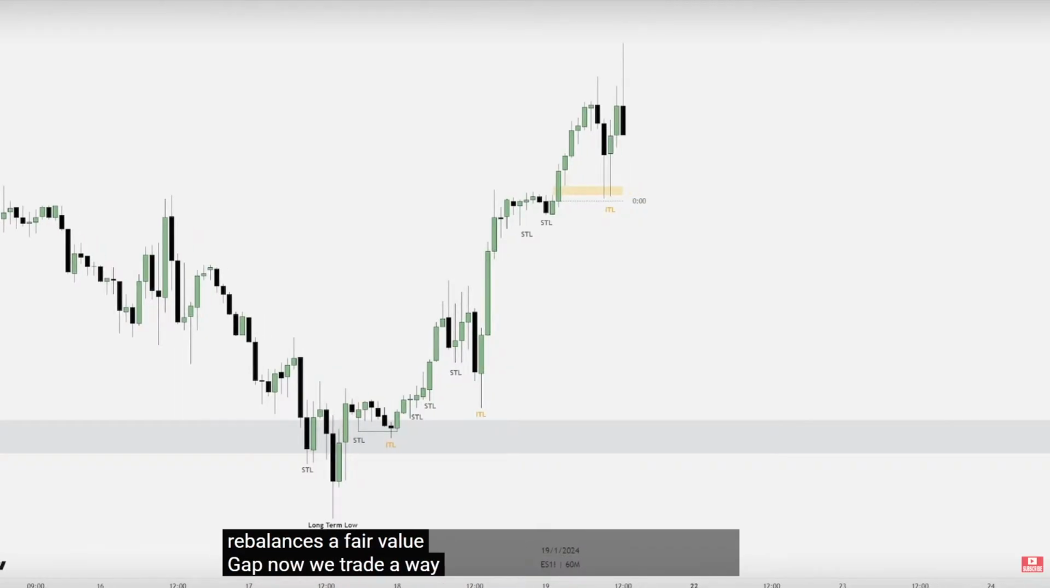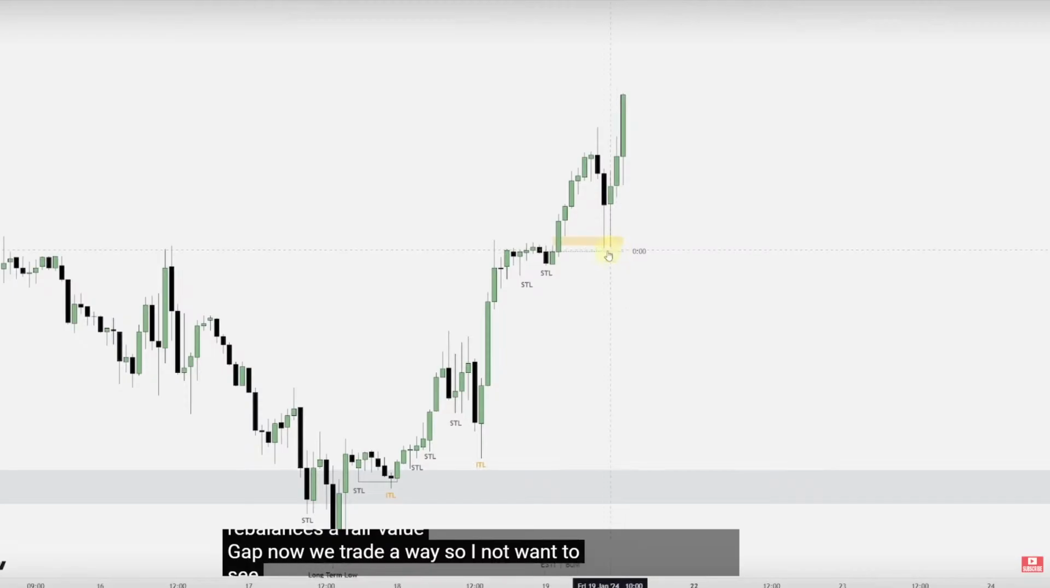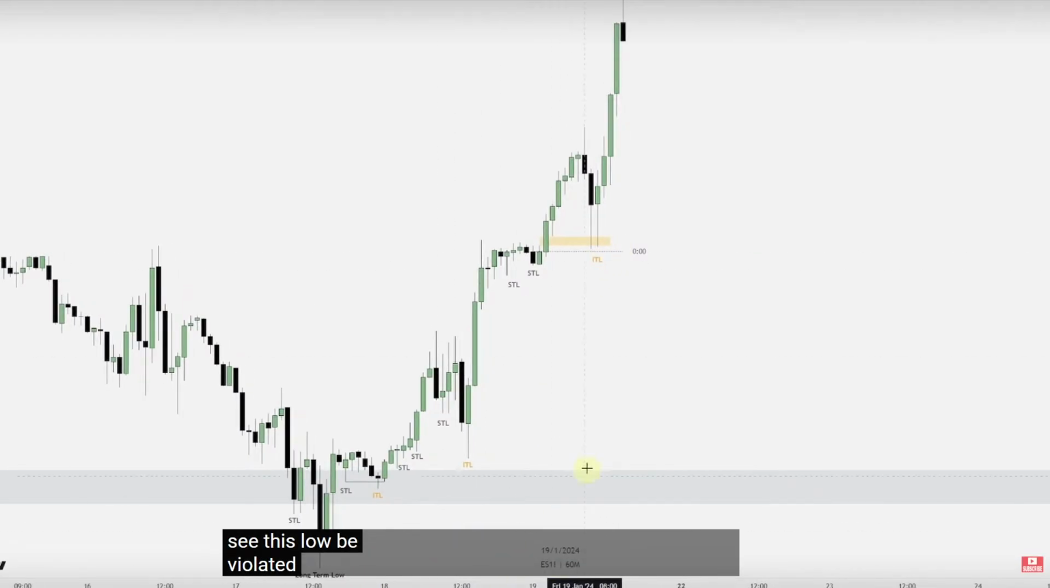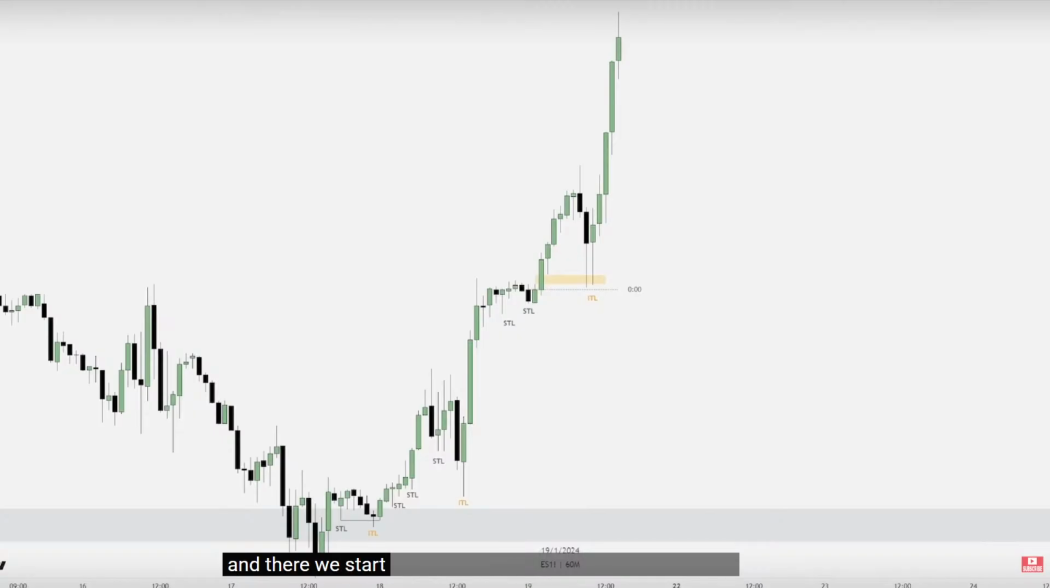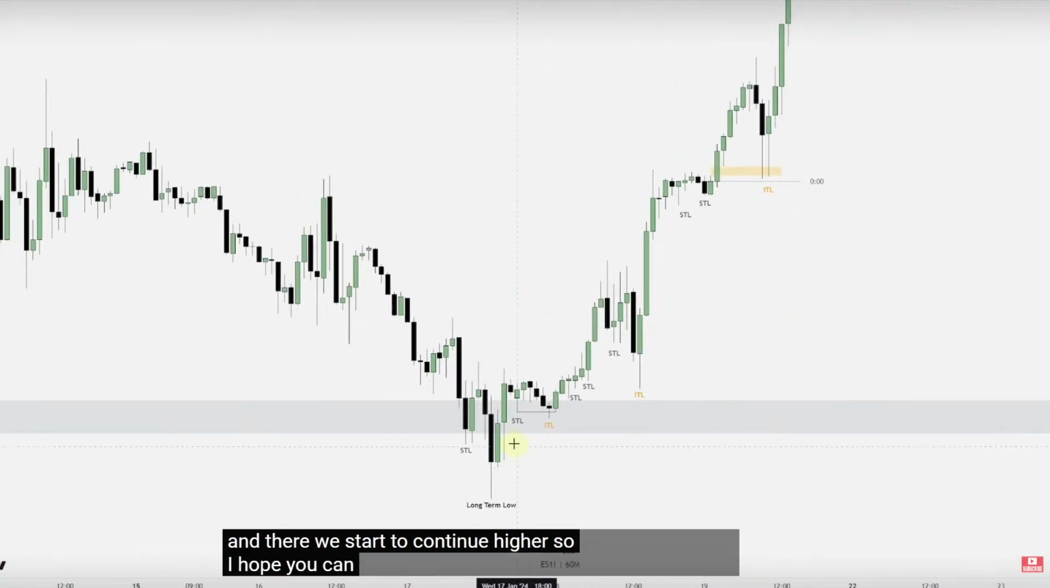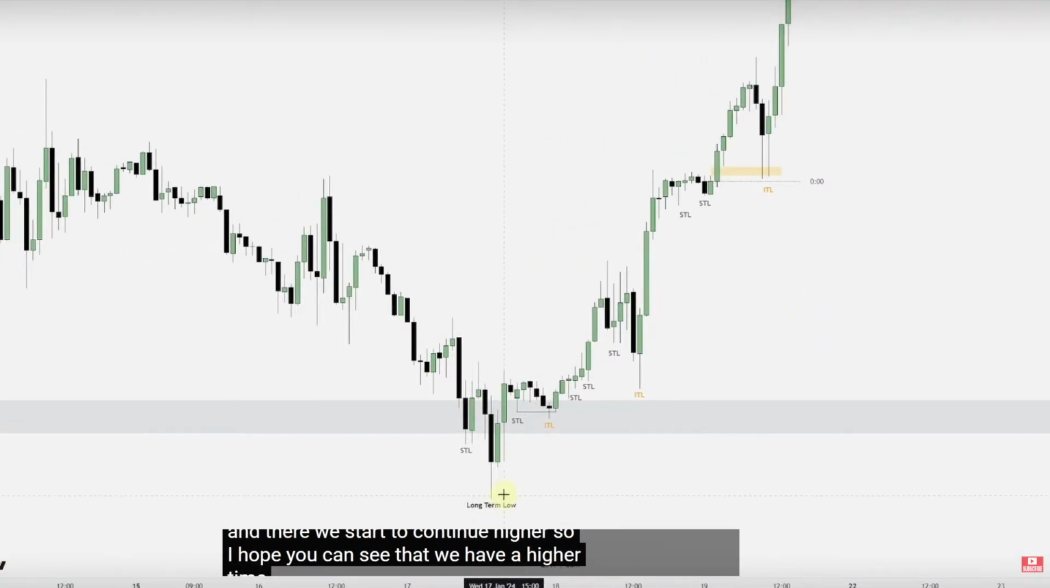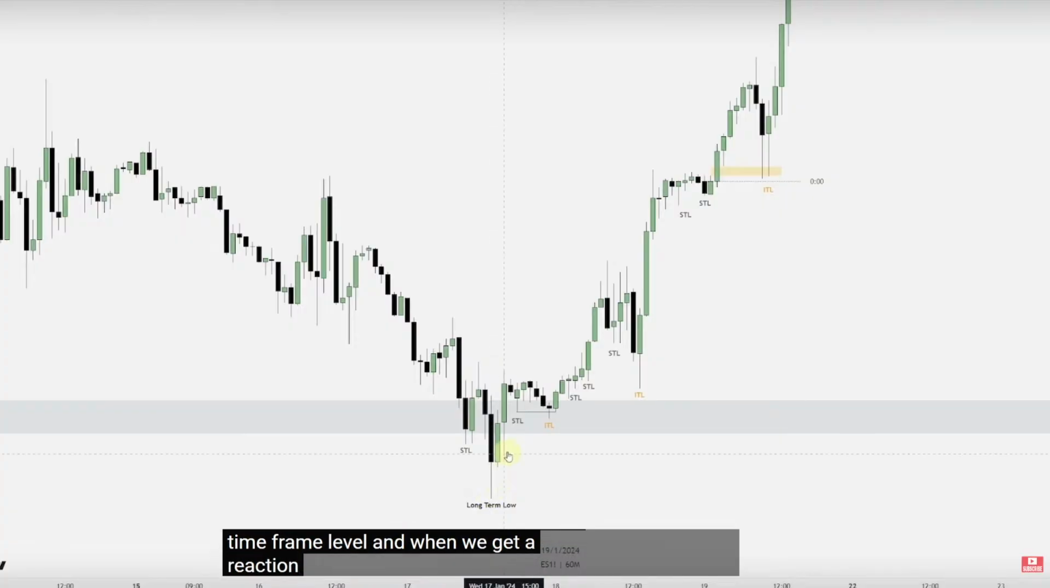Now we trade away, so I'd not want to see this low be violated. And there we start to continue higher. So I hope you can see that we have a higher time frame level, and when we get a reaction off of it, this is what I'm anticipating to become a long-term low. When we form a short-term low on either side of it, that is then a long-term low, and then I'm looking for intermediate term lows.